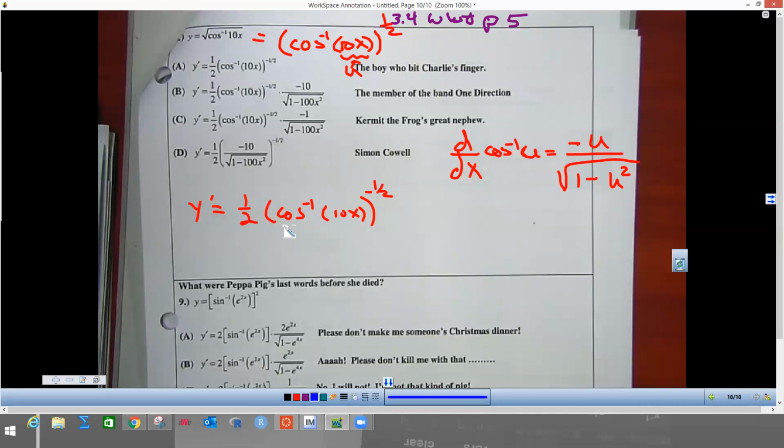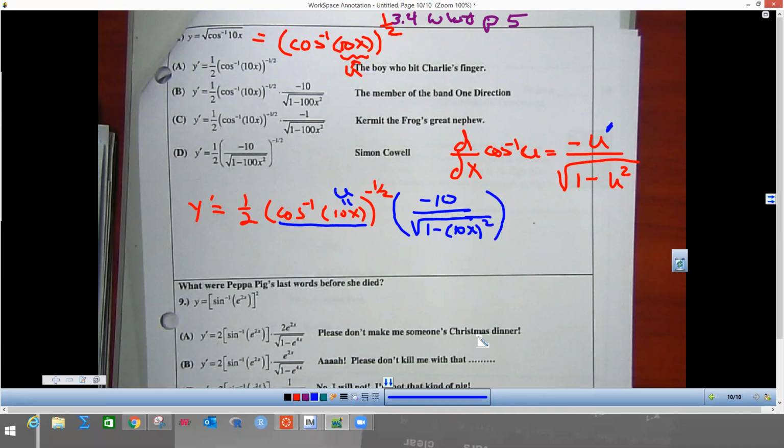The next link in the chain is this part. The outside part is this inverse cosine, so I'm going to use this formula over here. Again, u is this 10x, so I'm going to do u prime. Oops, I left off the prime there. I'm going to have a negative 10 on top because the derivative of 10x is 10, but it's negative in this formula. And on the bottom, I'm going to have the square root of 1 minus 10x squared.